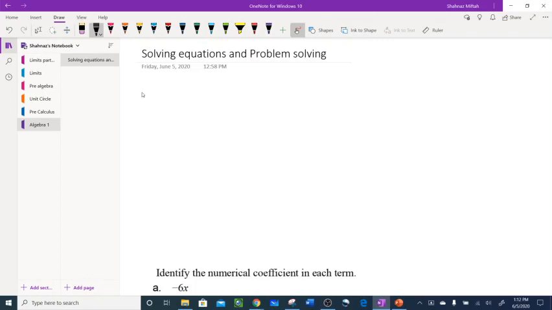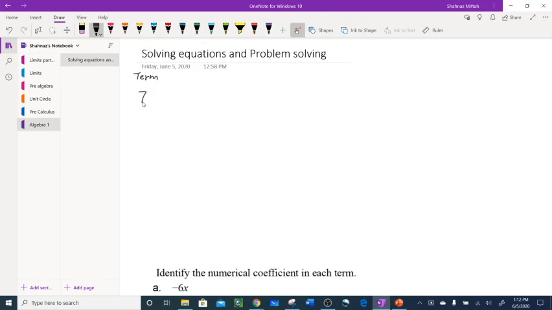A term is a number or the product of a number and variables raised to powers. So what is a term? A term could be a number. For example, 7, that's a term. I'll write down here, that's a term. So 7 is a term.